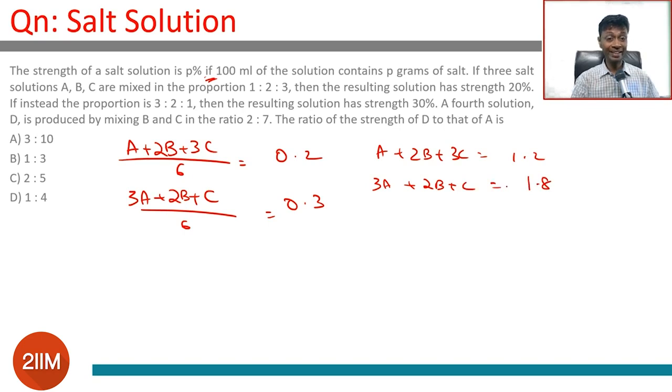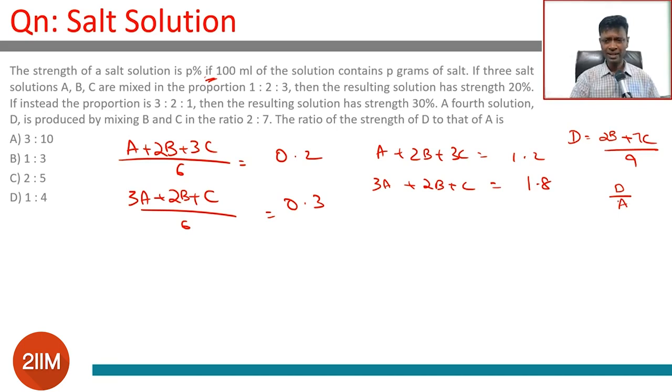Wonderful. With this we can get some equation in A, B and C, and then we can start manipulating from there. We can figure something out, right? What is the question asking us? It says a fourth solution D is produced by mixing B and C in the ratio 2:7. D equals 2B plus 7C by 9. We need to find the strength of D to that of A. We need to find D by A. That's what we're looking at. B and C are mixed in the ratio 2:7.